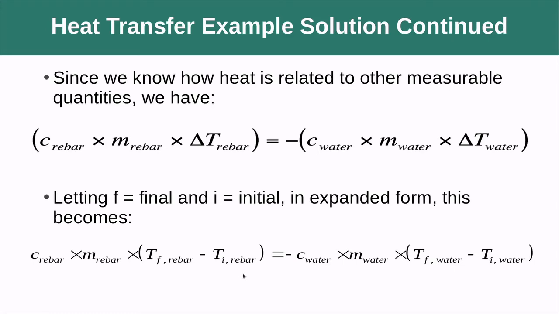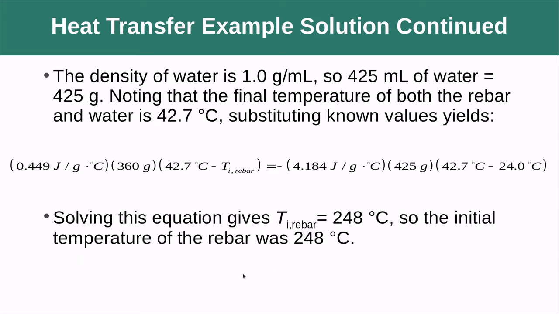So if we start plugging in all those values: the one that we got from table 5.1 for the specific heat of the rebar, the mass of that rebar, its final temperature, which is going to be the same as the water, because remember they came to thermal equilibrium, right? And then we have the specific heat for the water, we have the mass of the water, and we know that the water was initially at 24.0 degrees Celsius.